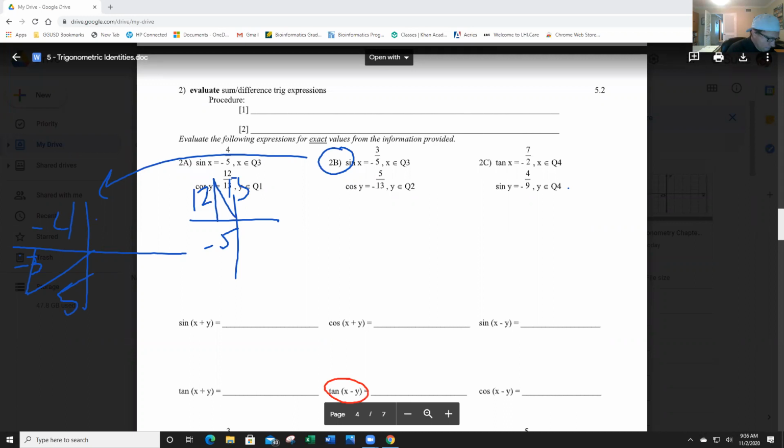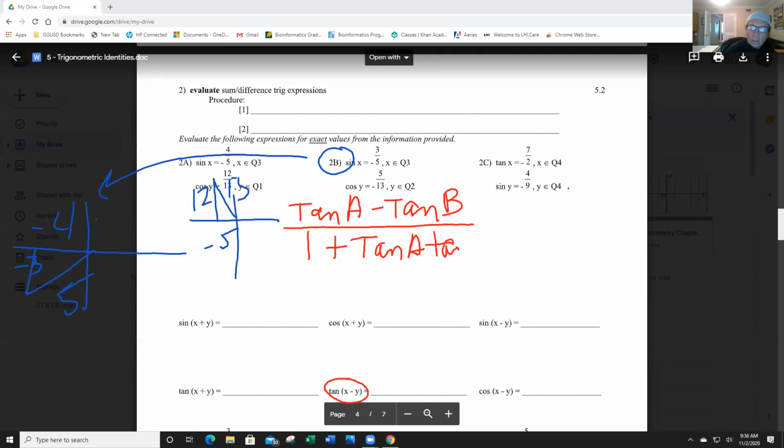That's going to be tangent a minus tangent b divided by 1 plus tan A tan B. Okay, so let me switch colors. I didn't do that last time. That probably helps. All right, so let's go ahead and draw this out. That's going to be 3/4 minus -12/5.